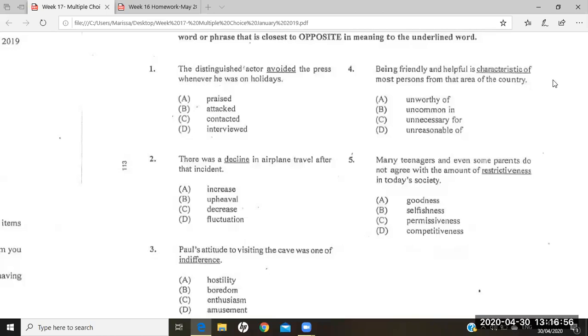Yes, C, permissiveness. So for those of you who joined late, let me just say the answers for 1 to 5. This is where you have to find the word that is closest to opposite in meaning. So you're finding the antonyms. Number 1 was C, number 2 A, number 3 C, 4 B, and 5 C. So very good. Thank you.